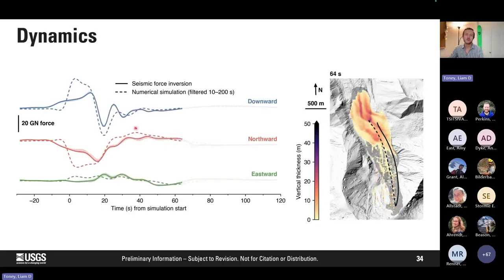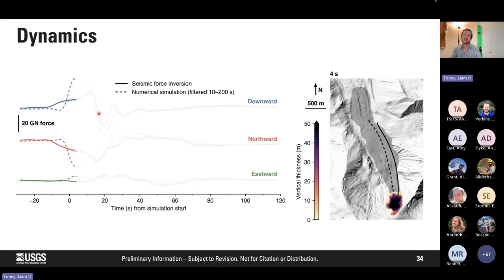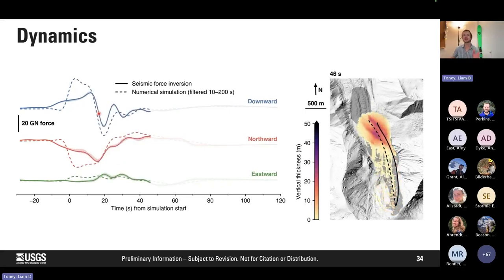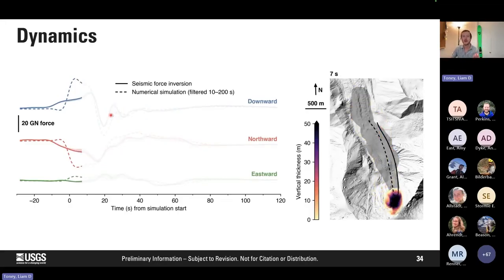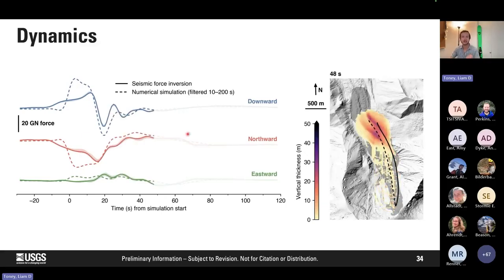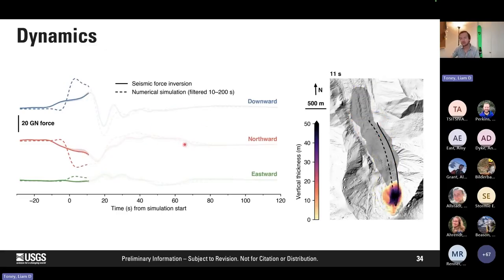So the goal, I should back up and say, the goal of running this numerical simulation was really to help us understand and interpret aspects of the force time series and really get a better handle on the dynamics. And we really were able to do that here. We see really good agreement between these two force time series.